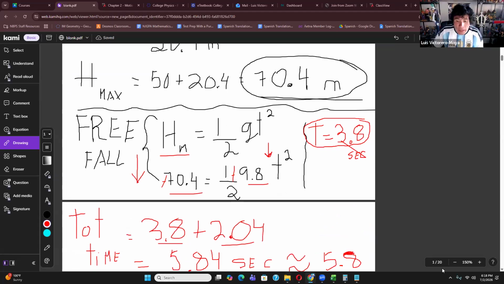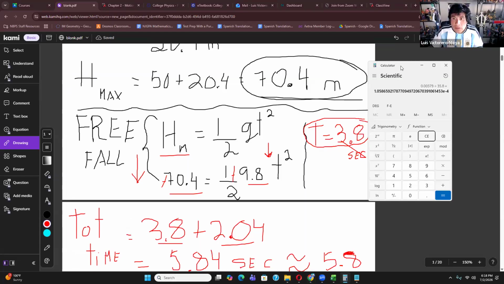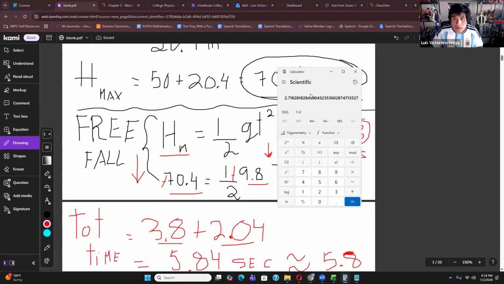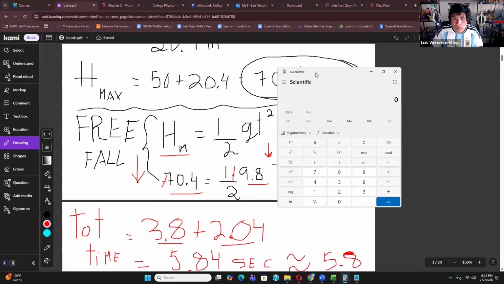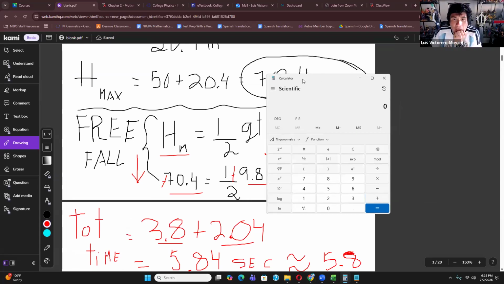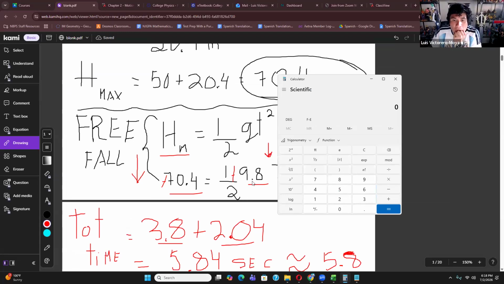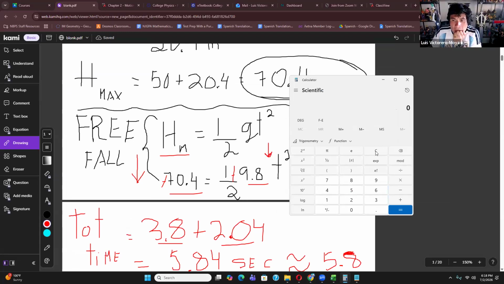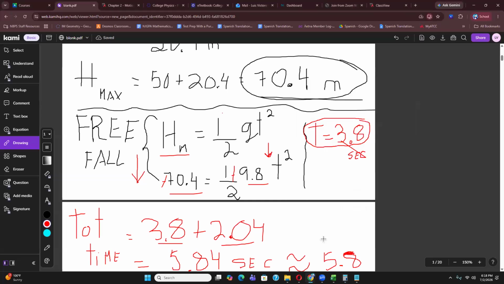And if it's about the math, let's put it here. So basically you multiply 70.4 by 2, you divide by 9.8, and then you take the square root. That's 3.8. Oh, okay. Okay?